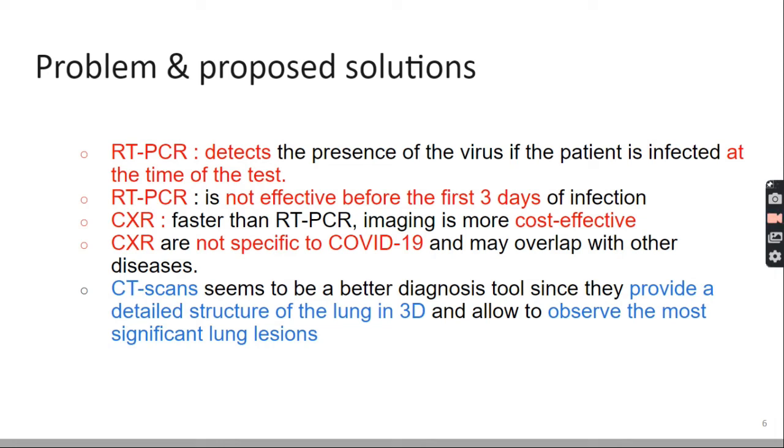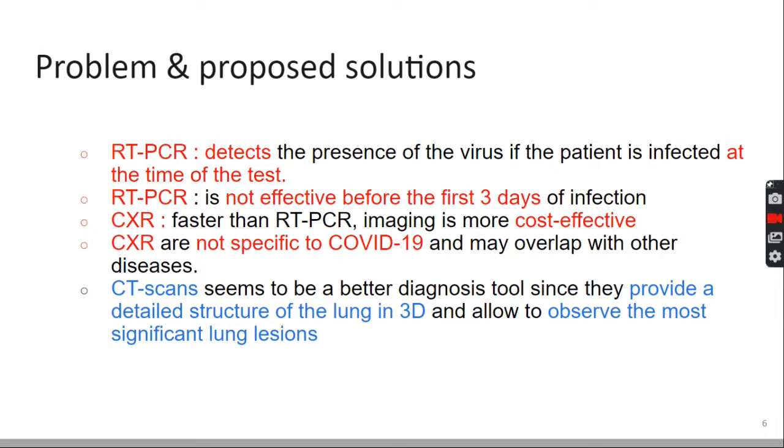RT-PCR tests are not very effective before the first 3 days of infection, and they are very time-consuming, which may help the spread of COVID-19. Rapid antigen detection tests, on the other hand, are faster yet not very accurate, so we look for even better options. Chest X-rays are also faster than RT-PCRs, so we can say that imaging is more cost efficient. Sadly, chest X-rays are not very specific to COVID-19 and may overlap with other infections.